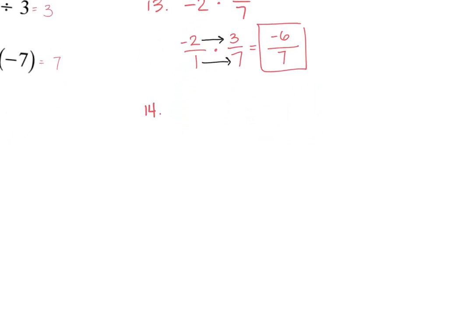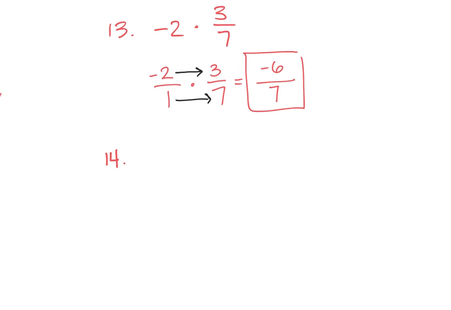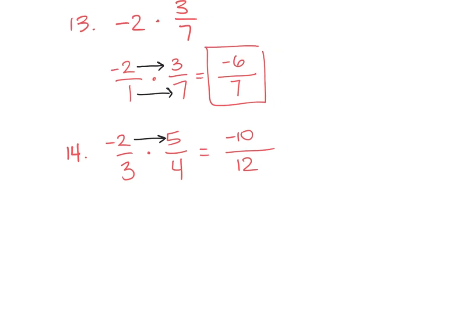Let's do one more. So we've got 14. Let's also multiply two fractions. Let's take negative 2 over 3 times 5 over 4. So again, they're both fractions, so we don't need to change any of them. Multiply straight across. So negative 2 times 5 will give me negative 10, and we'll have 3 times 4, which gives me 12 in the denominator. So negative 10 over 12 is our answer.